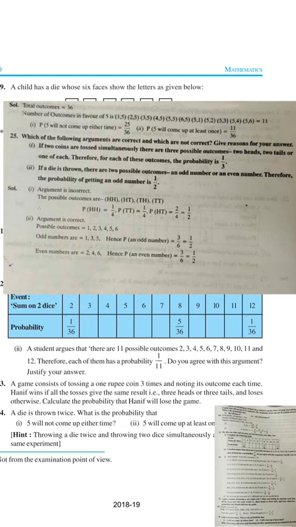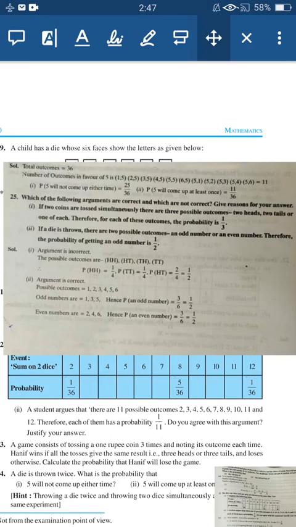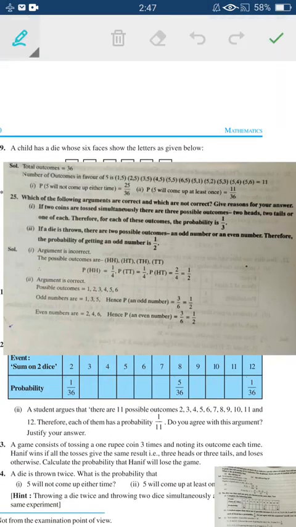If two coins are tossed simultaneously, there are three possible outcomes: two heads, two tails, or one of each. Therefore, for each of these outcomes, the probability is 1 by 3. This is incorrect. Why is this incorrect?